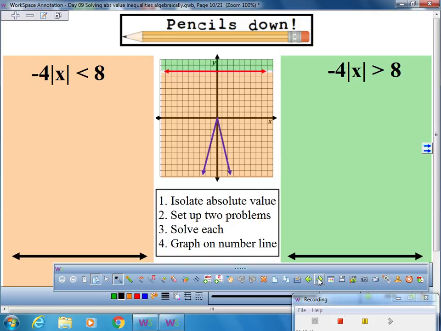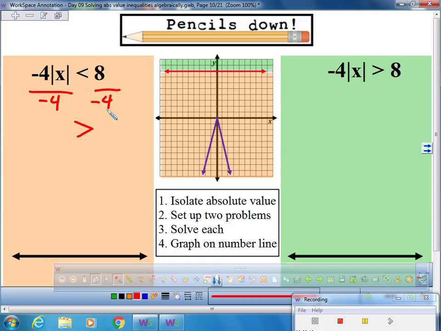So this one, what's the only difference that's going to happen in this one? The signs are going to switch immediately, right? So on this one, when I divide by a negative 4, as soon as I divide by a negative number, this is going to become greater. So now I have absolute value of x is greater than, is absolute value of x, which is positive, always greater than negative, or never greater than negative? This one's an always.